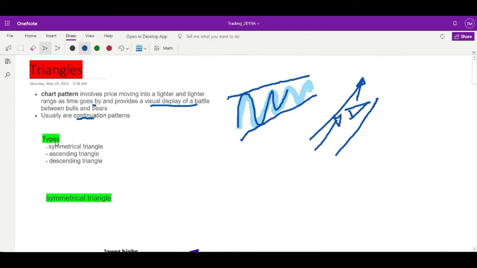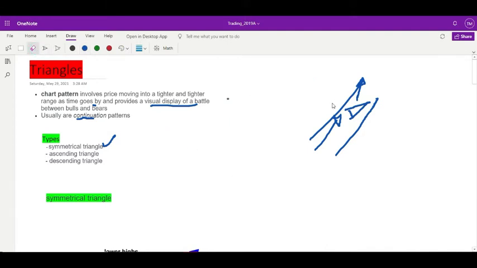So what are the types of these patterns? The first one is the symmetrical triangle. We know what symmetry is. It's like this. Ascending triangles are like this. A descending triangle is the opposite of this. But the main idea here is not about knowing these shapes, it is to know the technique so that you take advantage of the market and be a profitable trader.